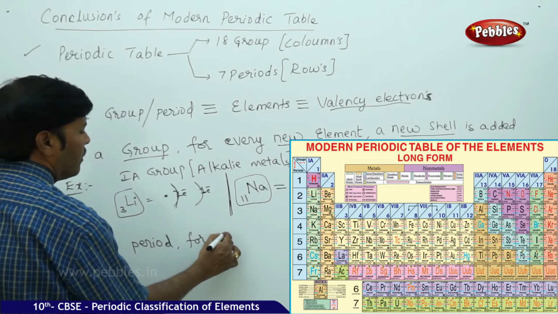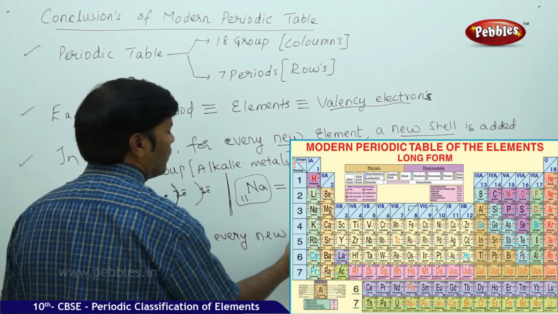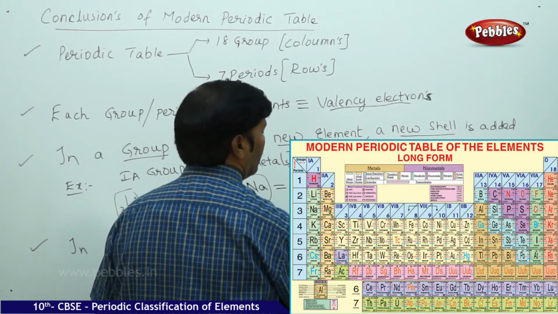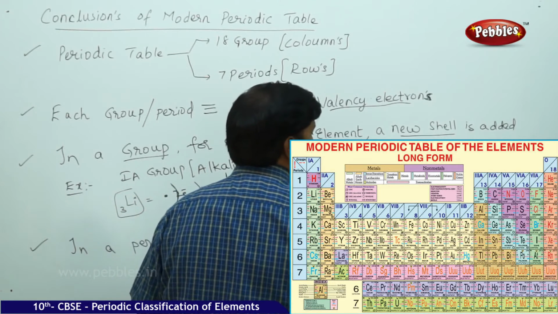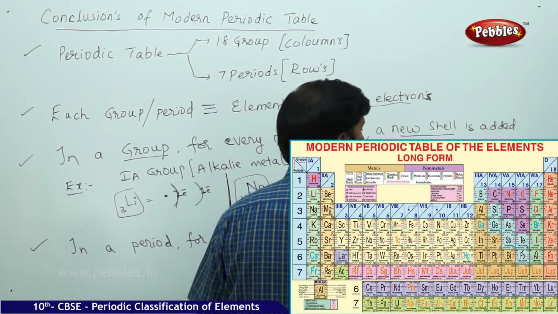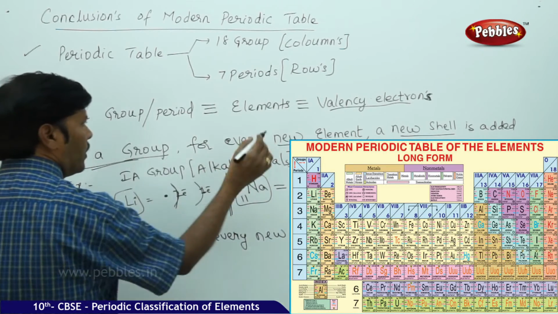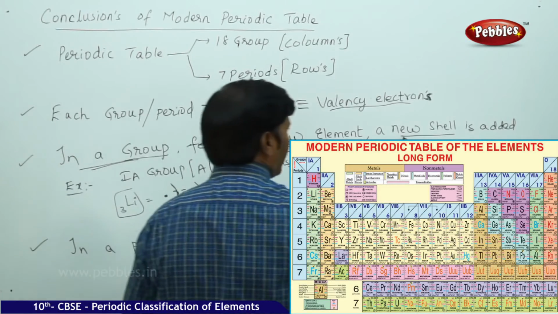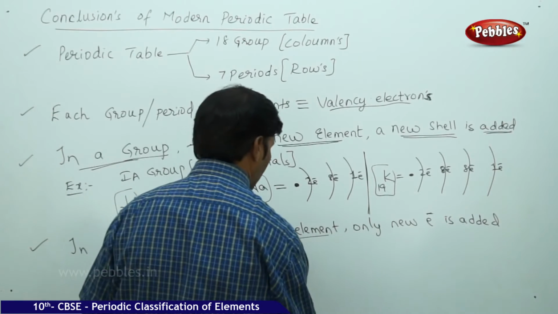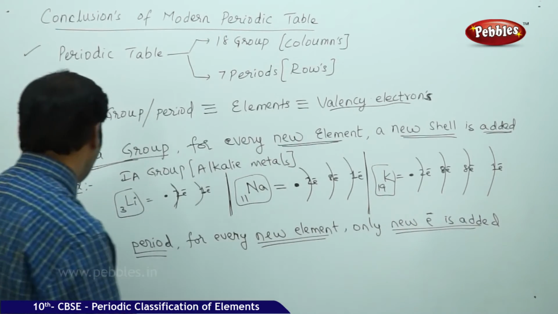However, in a period, for every new element, only a new electron is added. In a group, for every new element, a new shell is added, we are saying. Again, in a period, for every new element, only a new electron is added. How come? Take one example.